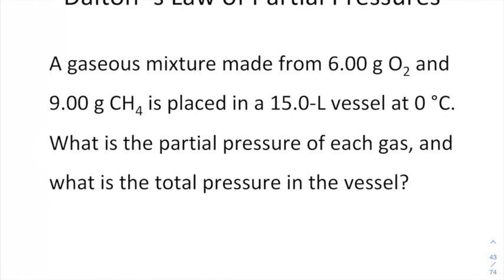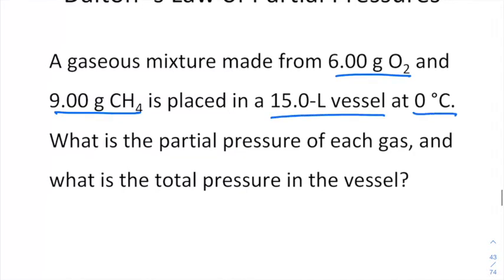So next up we have a gaseous mixture, and it's made from 6 grams of oxygen and 9 grams of CH4. It's going to be placed into a 15-liter vessel at 0 degrees Celsius. What we want to know is what is the partial pressure of each gas and what is the total pressure in the vessel. And I'm going to tell you there's 2 methods for doing this, and it just depends on which way you want to do it. I don't think either one is easier or harder, but we'll look at one way, then I'll show you the other way.